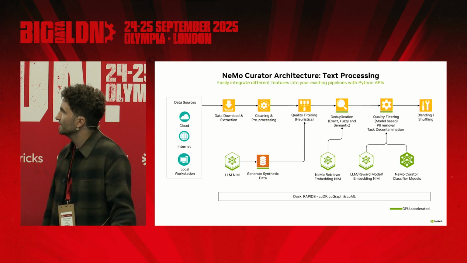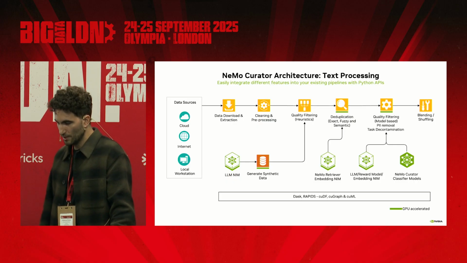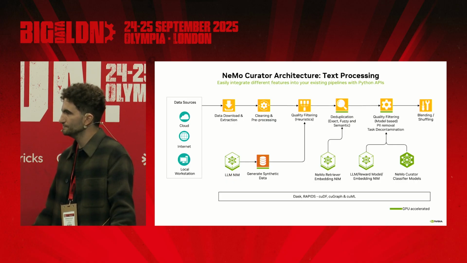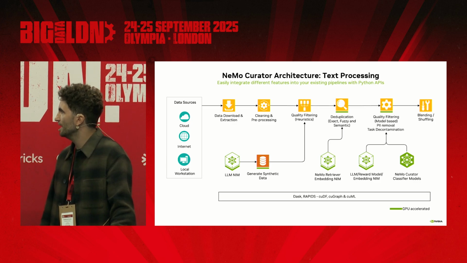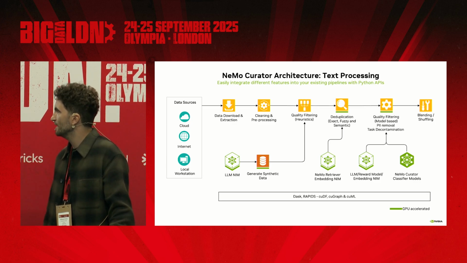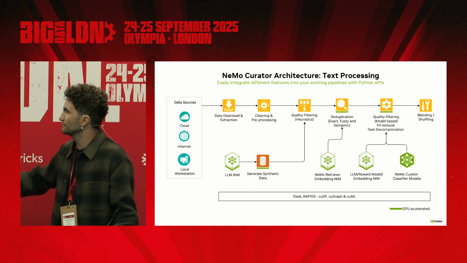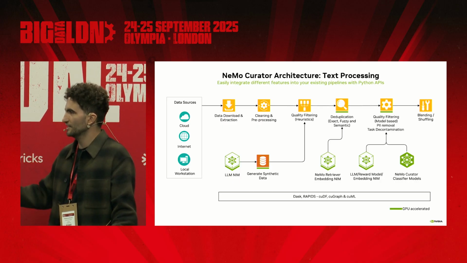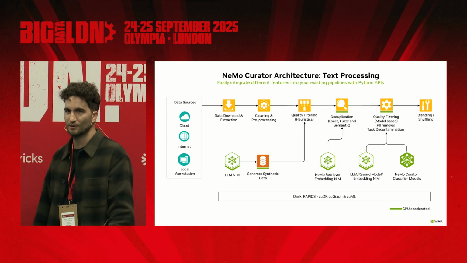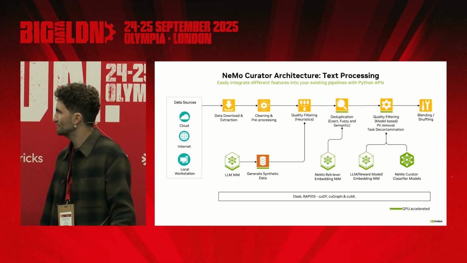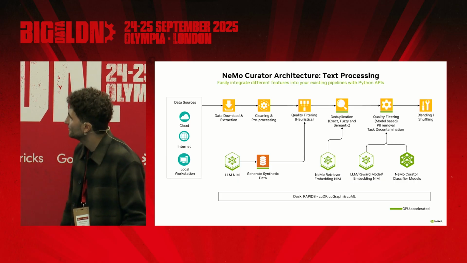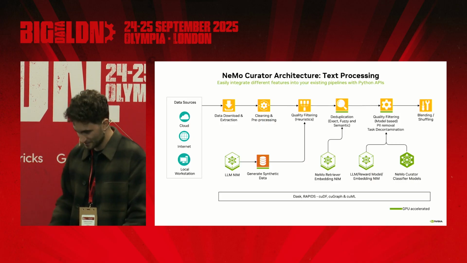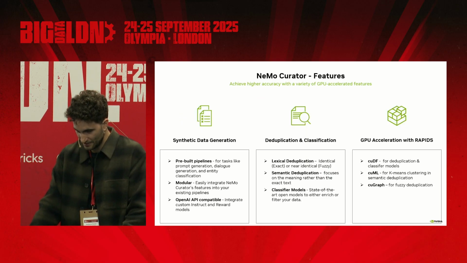Finally, when it comes to more sophisticated quality filtering, we provide a set of reward models as well as other types of embedding models that are not just focused on deduplication, but on, for example, toxic content removal, if you're training your model on data from 4chan or something. Which, again, can be hugely accelerated.